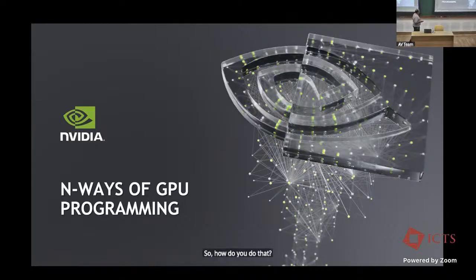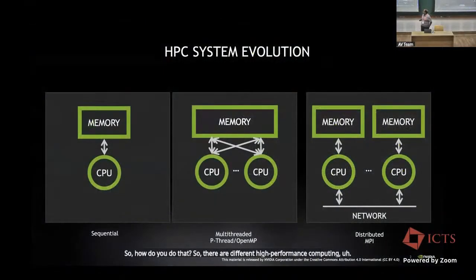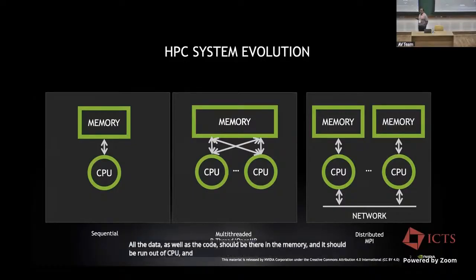So there are different high performance computing approaches which came up. Sequential programming, you already know this: there is a CPU, there is a memory, there is direct access to memory. All the programs which are to be run in the CPU have to be there in memory. All the data as well as the code should be there in the memory, and it should be run out of the CPU, and it's done sequentially so that everything is accessible.